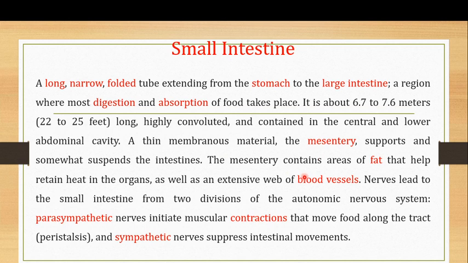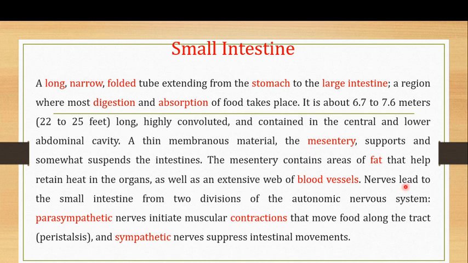Now the mesentery contains areas of fat that help retain the heat in the organ. That heat is actually required for the process of digestion in the human body, as well as there is an extensive web of blood vessels in the mesentery, and the function of this extensive web of blood vessels is to help in the absorption of the food.